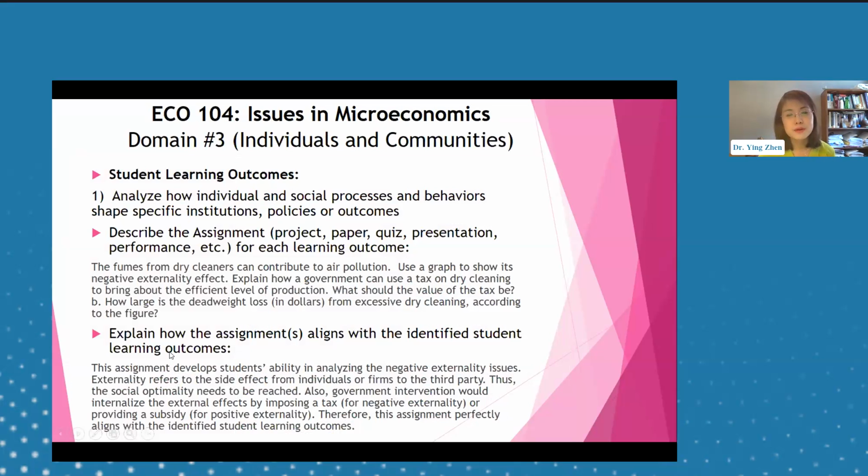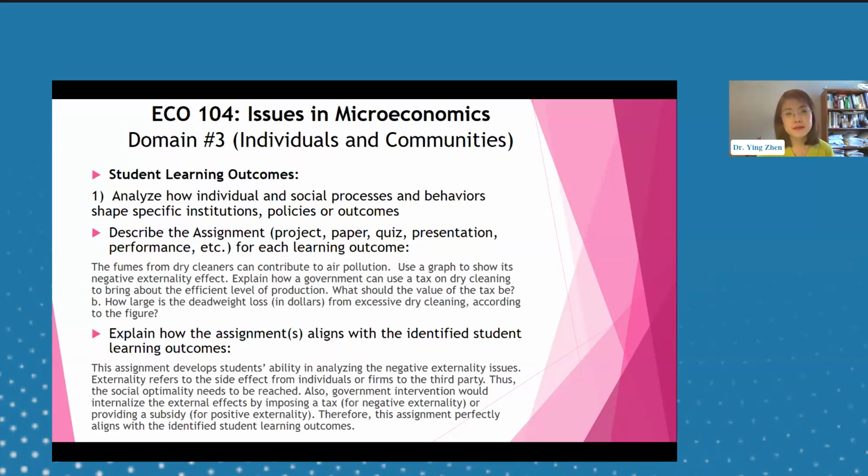And for the second course, which is issues in microeconomics, under domain 3, individuals and communities, there are also 2 student learning outcomes under this domain. The first one is to analyze how individual and social processes and behaviors shape specific institutions, policies, or outcomes. And my assignment is an end of chapter question from the textbook. I'm using Hubbard and O'Brien for both intro level macroeconomics and microeconomics.